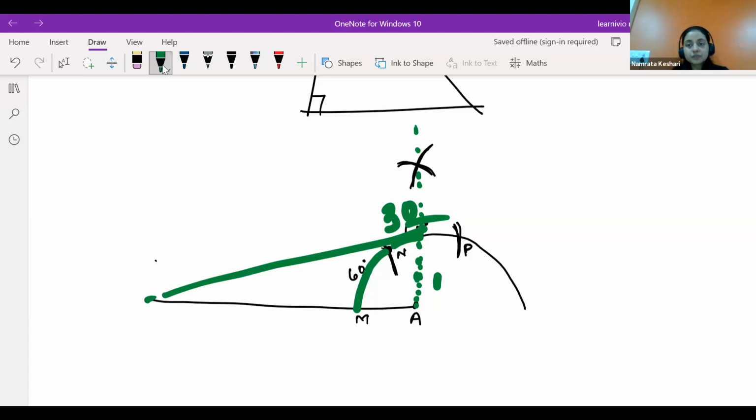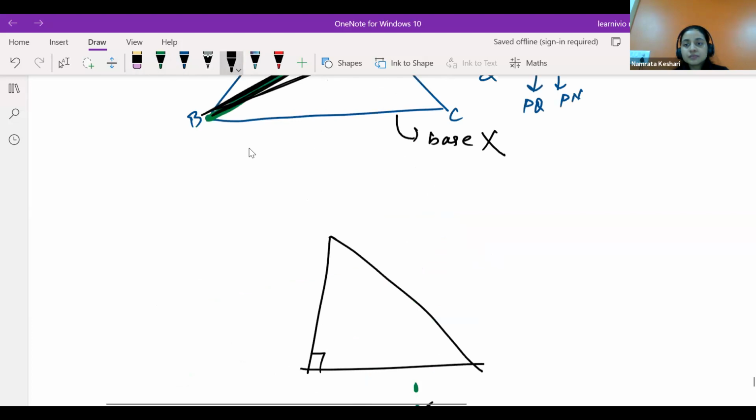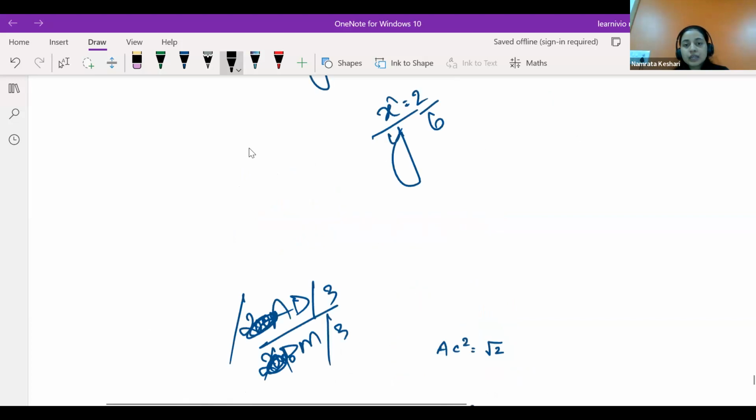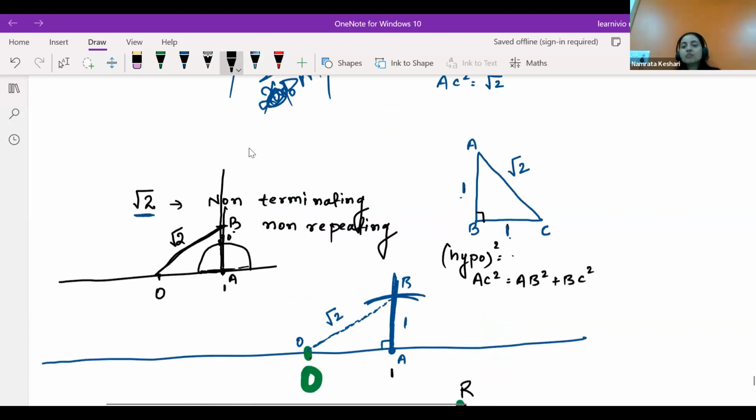Yes, ma'am. Tejas, okay, let's continue. Is it clear, Tejas? Yes, ma'am. Okay. Now the question is root 2 is okay, but how will we locate root 3? Who will say? Anyone from here? Who will say how to locate root 3?